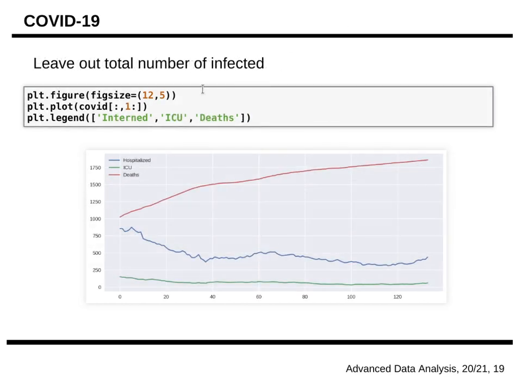So we can just omit the first column. So we're going to plot all the rows, and starting from the second column, so we omit the total number of infected, and we get something that now we can see. So these are hospitalizations, number of people in ICU, and the total number of deaths.